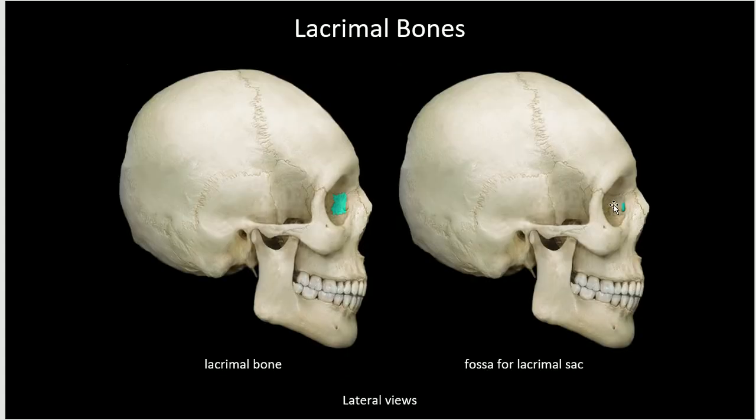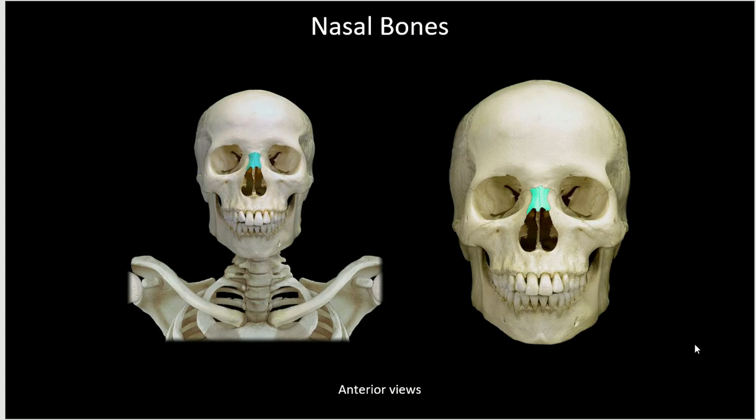Lacrimal bones. Remember, lacrimal bones contain the fossa for tear ducts. So right there where the eyes are, they sit right behind the nose. That's why when you cry, your nose gets runny too. There's the fossa. There's the lacrimal bone. Nasal bones, where our glasses sit.